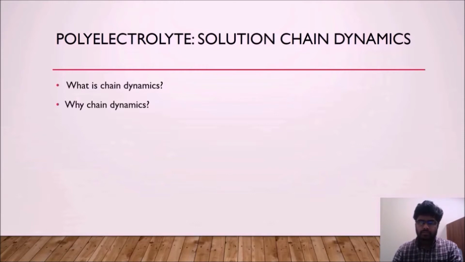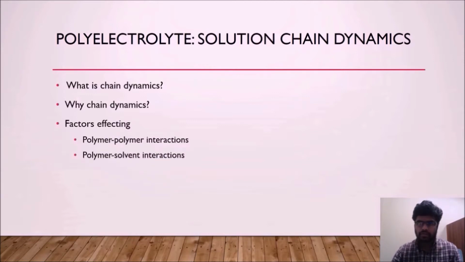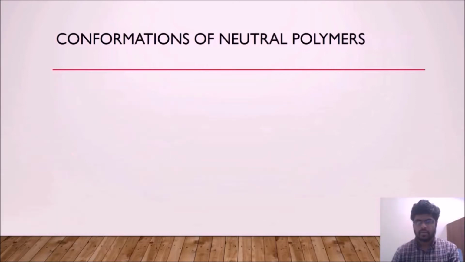So, what decides these conformations? Well, the obvious answer could be the interactions of the polymer molecule in solutions. But what kind of interactions could exist in solution? Well, either polymer interactions with its own molecule or with the solvent molecule could exist. So, in general, we can say that polymer conformations are dependent on the polymer-solvent pair, and based on these interactions, the polymer chain can take any shape.